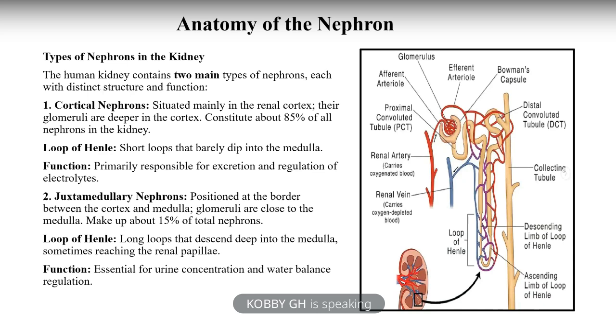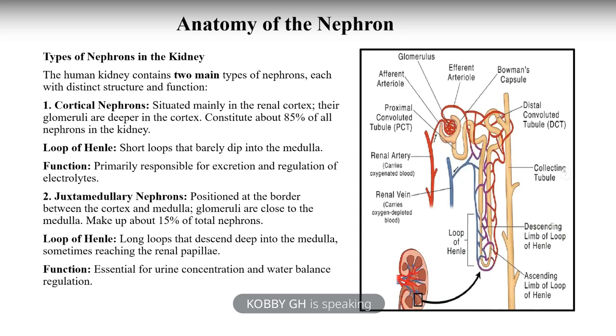Two, their loop of Henle is very short. Again, their loop of Henle barely reaches the medulla. They barely dip into the medulla. Is that okay? That is a cortical nephron.